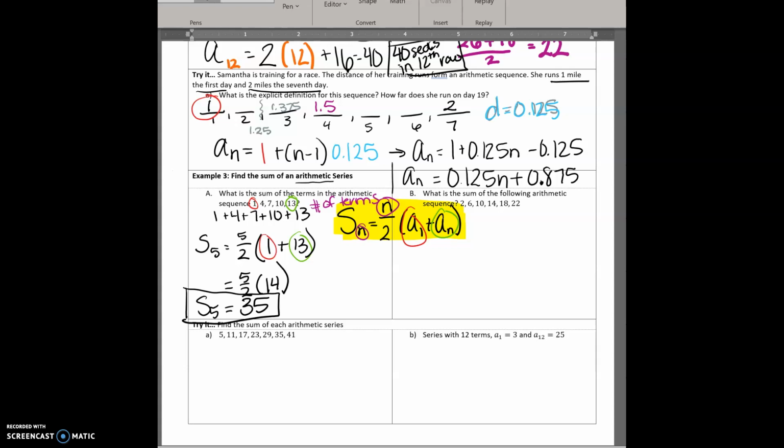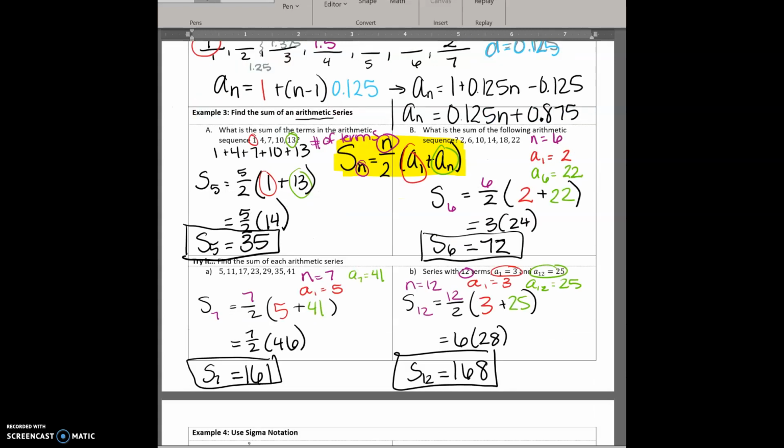Okay, go ahead and try the next 3, just plugging into the formula. Okay, so again, I just started by identifying the pieces I needed. So the number of terms, the first term, and the last term. So that's what I did first on all of them. I identified the numbers that we needed, and then I plugged in. So I plugged in 6 here for n, and then 2 and 22 for the first term and last term, and then I just simplified.